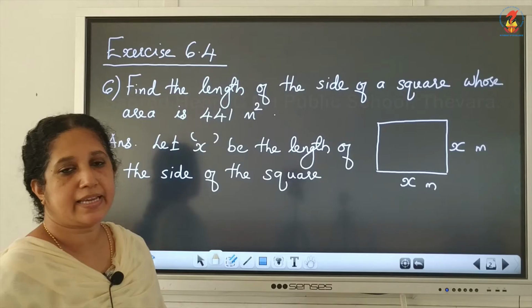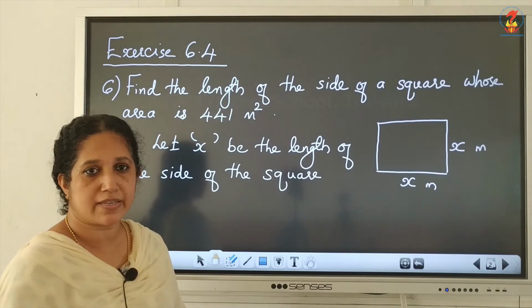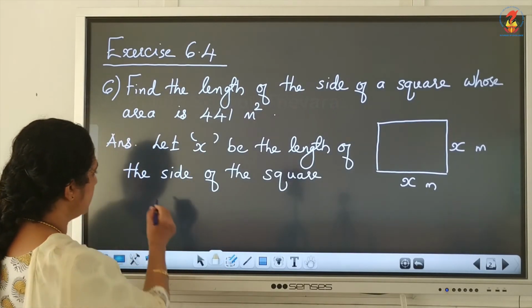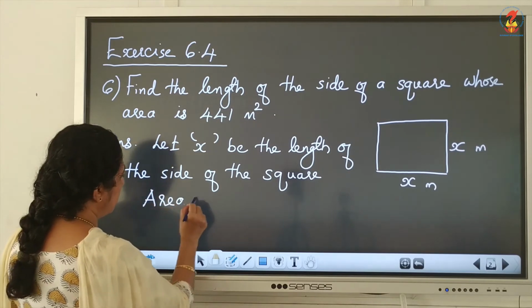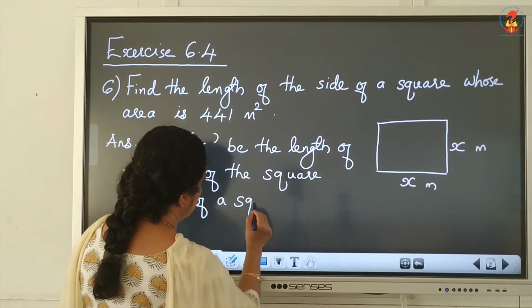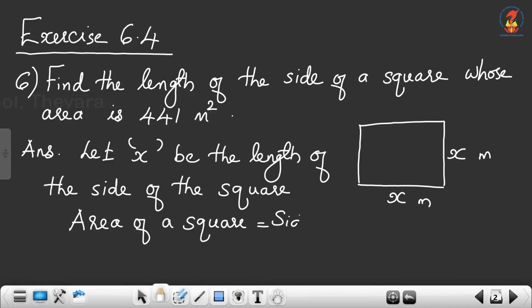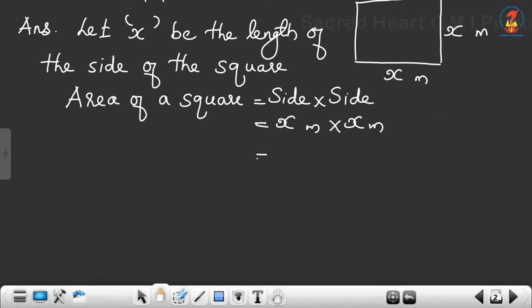Now how can you find out the area of a square? Area of a square is equal to side into side. Therefore, area of a square is equal to side into side, which is equal to x meters into x meters, which is x into x, x square meter square. So, the area of the square is equal to x square meter square.